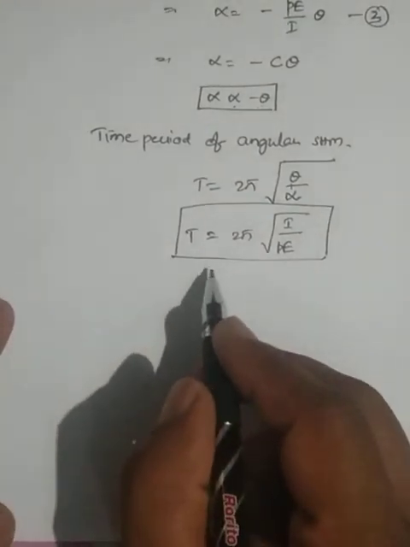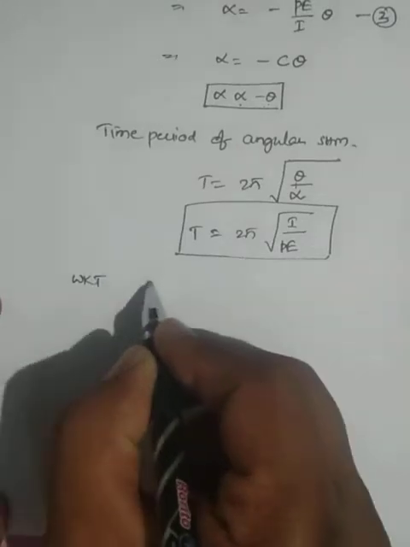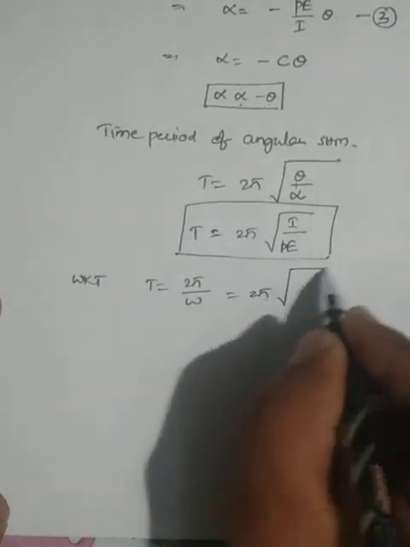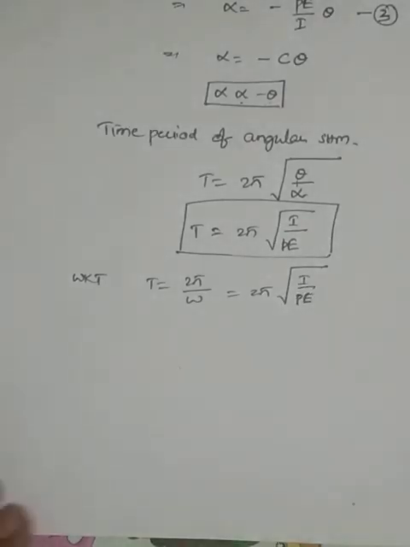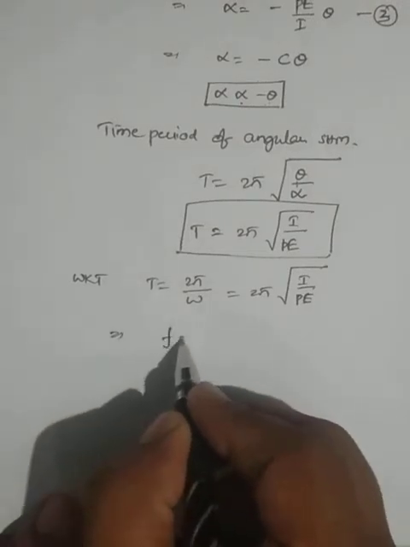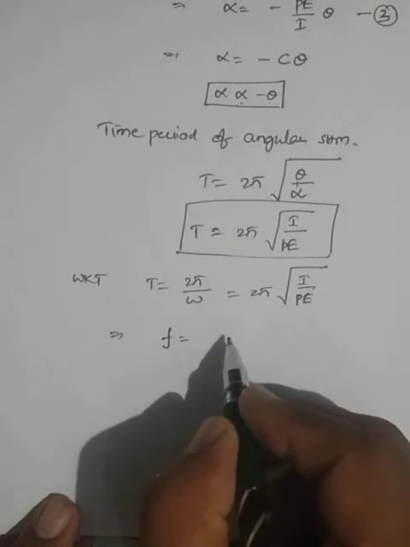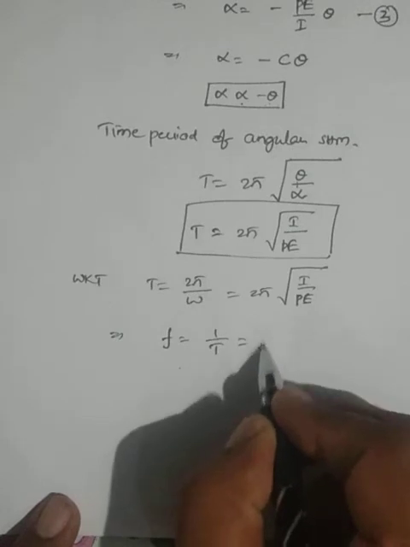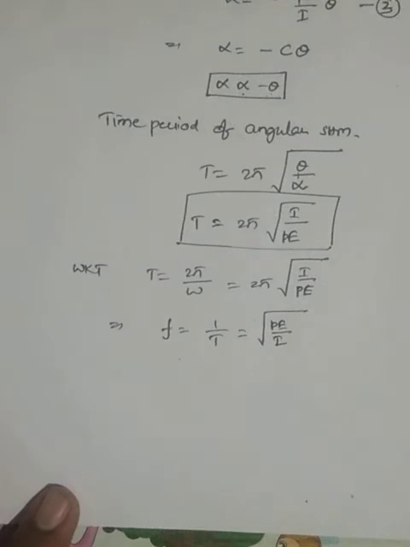From this we can find the angular frequency of the dipole itself. We know that T is equal to 2 pi by omega, which is equal to 2 pi into root over I by PE. From this, very simple mathematics, the frequency f is equal to omega by 2 pi, which means 1 by T. This is nothing but root over PE by I, where I is the moment of inertia about the center of mass, right?